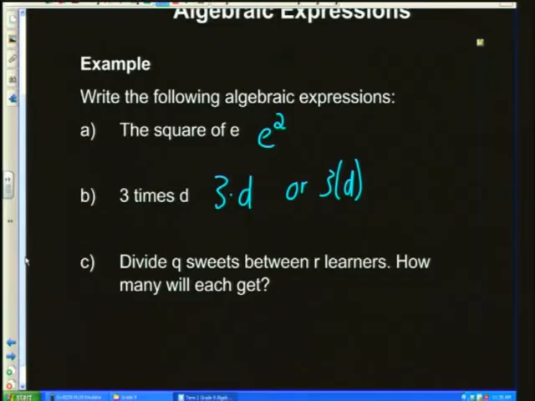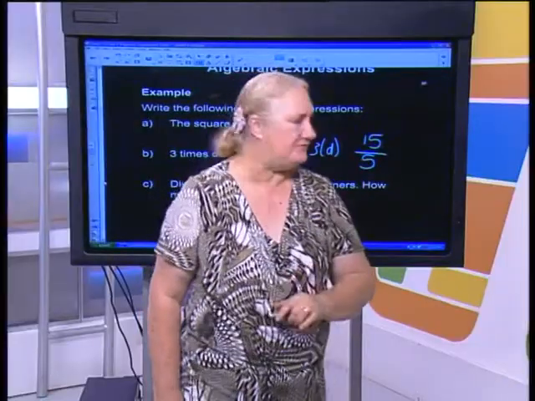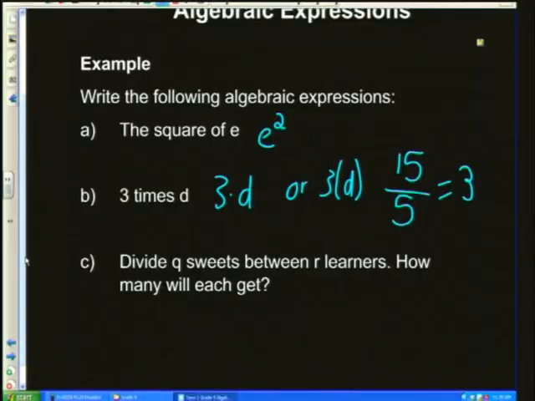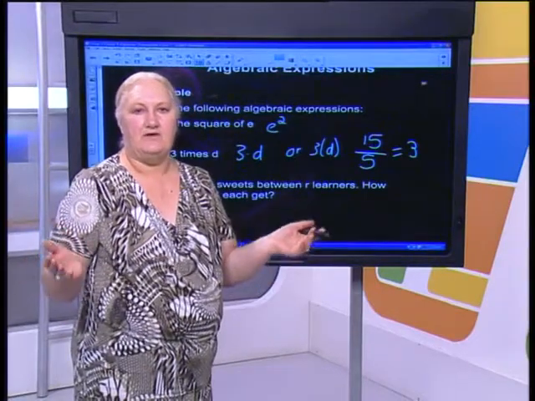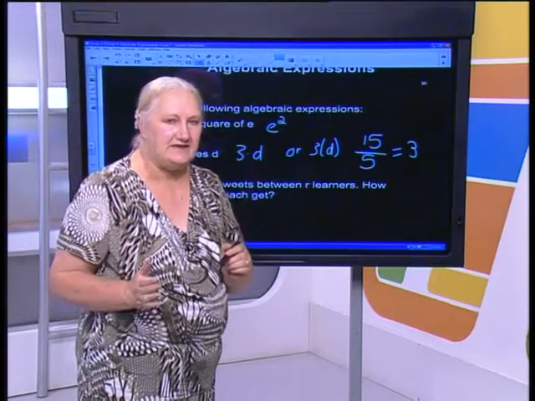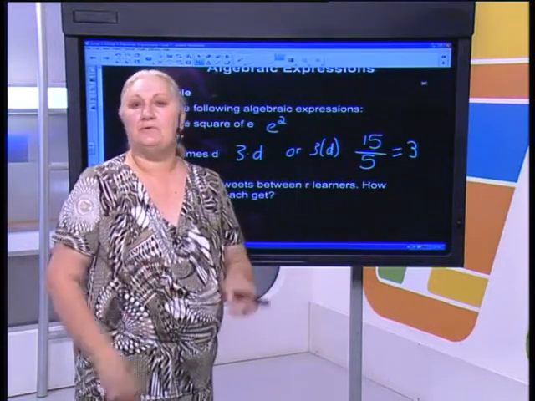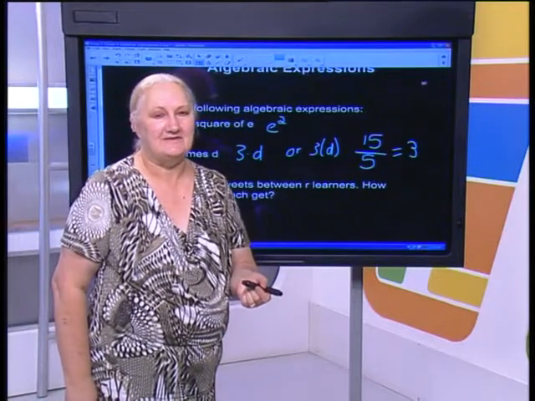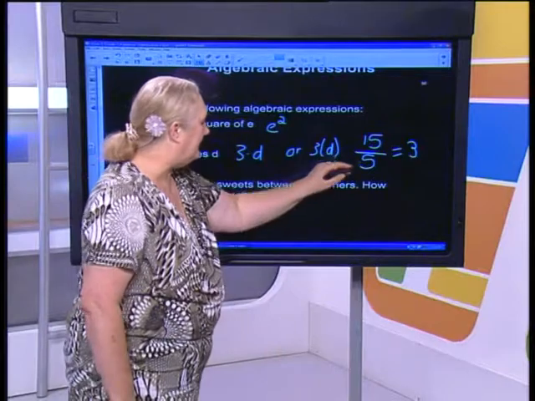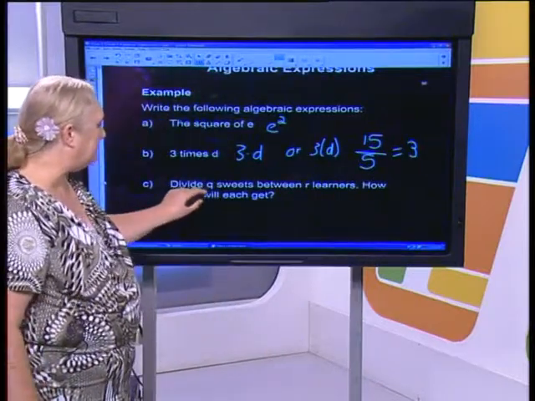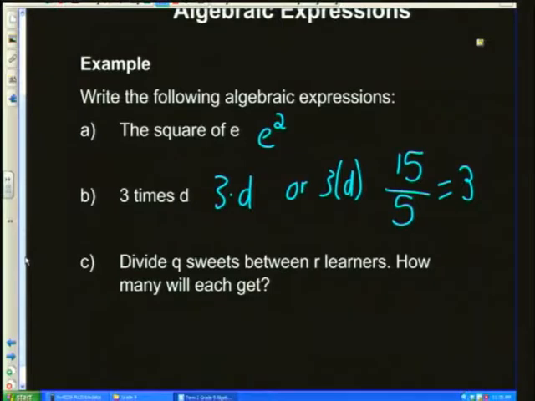Now this last one. What is the number of sweets? Let's say we have 15 sweets and we divide it amongst 5 learners. Isn't that the way we will write it? We've got 15 sweets, we divide it by 5 learners, and if we simplify that, we know that each learner will get 3. It is nothing different. What is different is that we are just using a letter instead of a number. So the operation is exactly the same. It's not difficult. We're just substituting the number with a letter. How many sweets do we have? We had 15. Here we have Q.